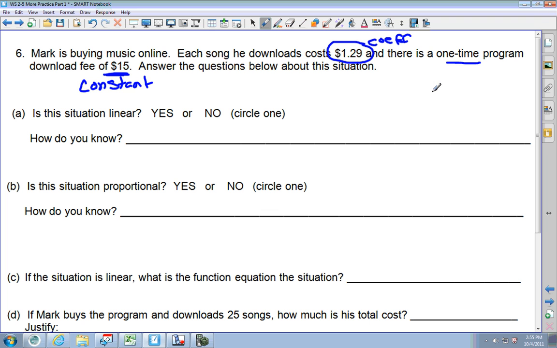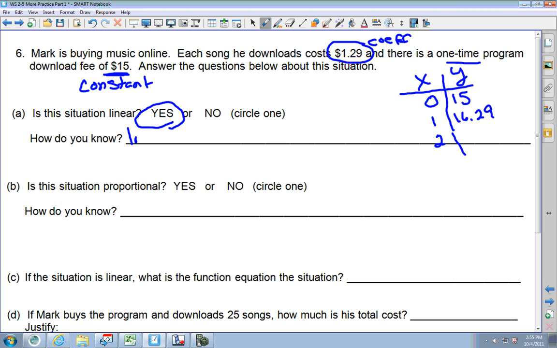You can do one of a couple things. You can build a table and say at first with 0 songs it's going to cost you $15 just to get the program. To download one song, you have to pay the $15 and the $1.29, so it's $16.29. And if you built a table, you could do delta y over delta x.